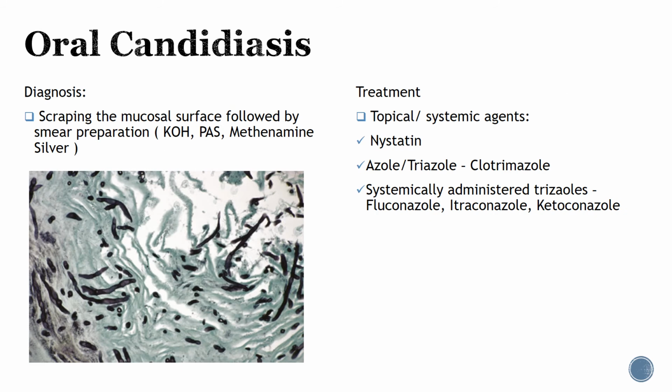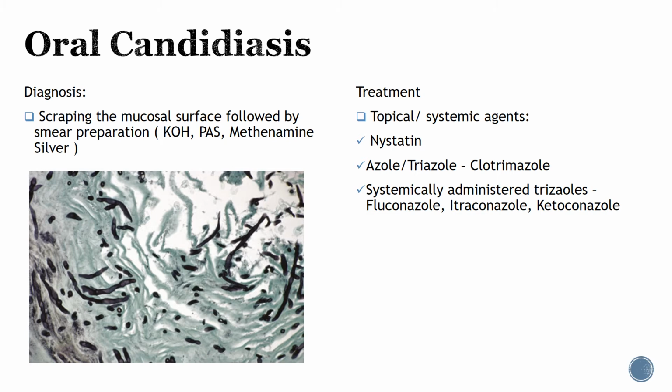Confirmation of the diagnosis can be obtained by scraping the mucosal surface, followed by smear preparation and placement of potassium hydroxide over the smear, or use of a tissue stain such as PAS or methenamine silver preparations.